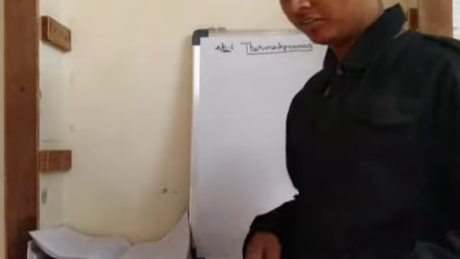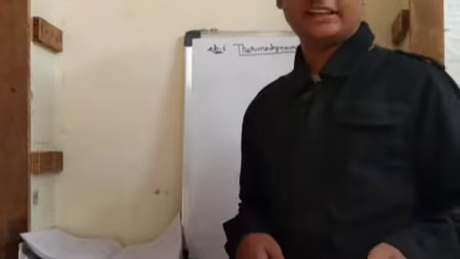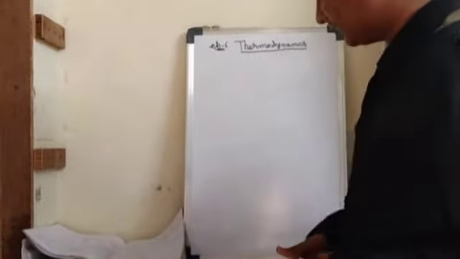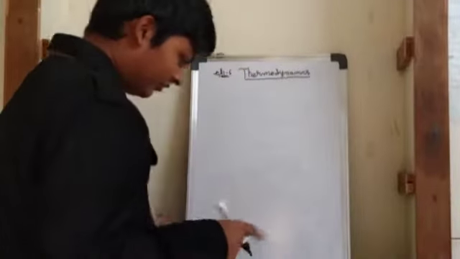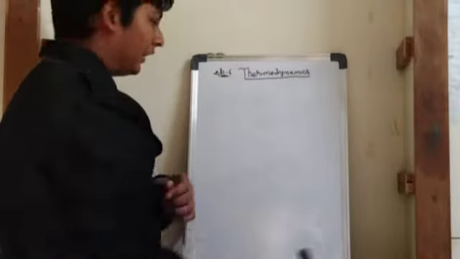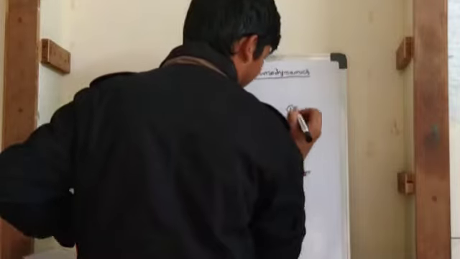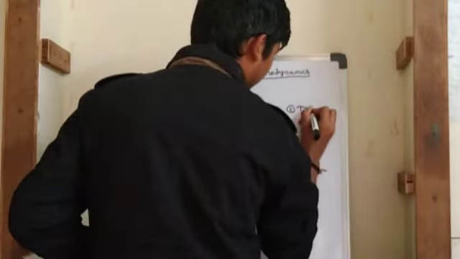So as we have started the series of chapter number 6 of thermodynamics, now let's begin. First of all, I am writing the topics which we are going to discuss today in part 2. First of all, we will discuss types of processes.